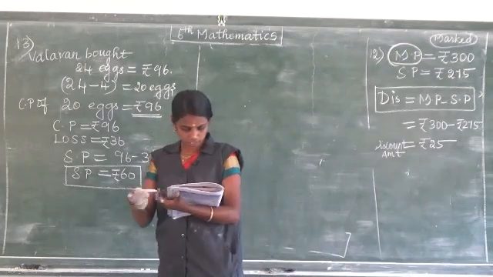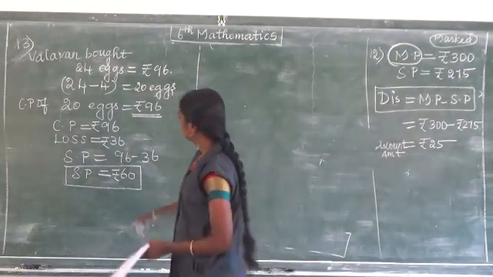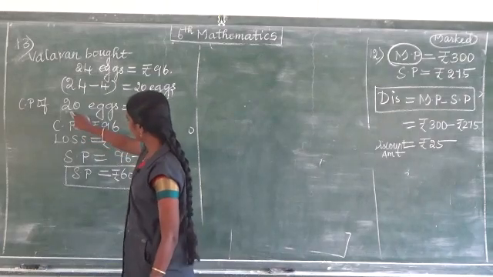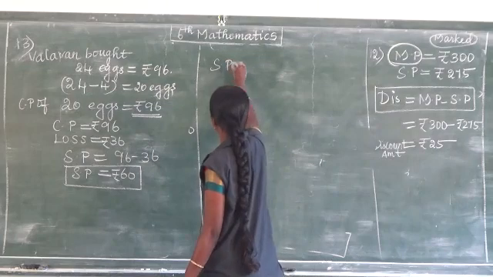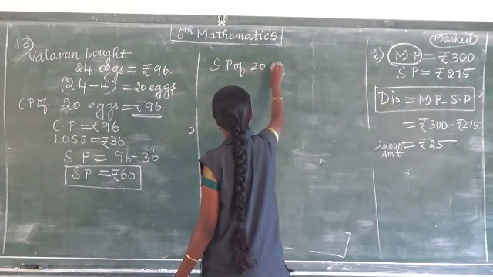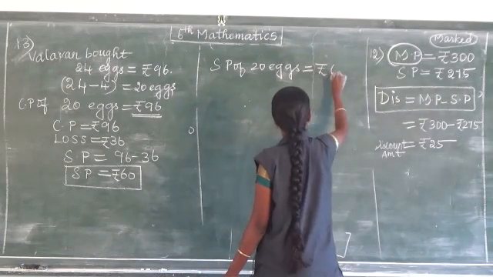Now the question is, what is the selling price of the one egg they are asking? That means selling the 20 eggs only 60 rupees. Okay, the selling price of 20 eggs is only rupees 60.